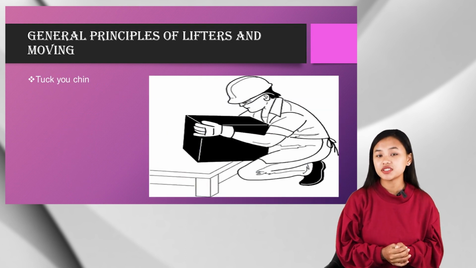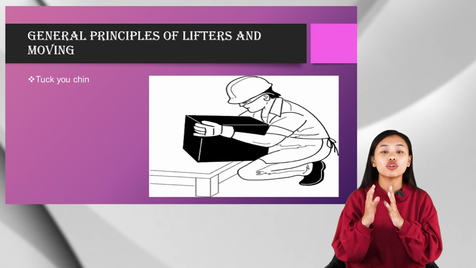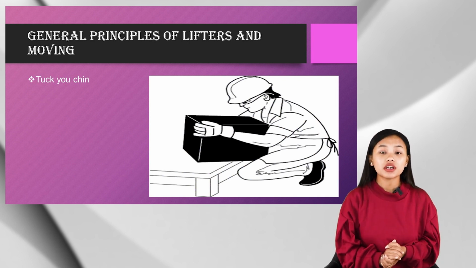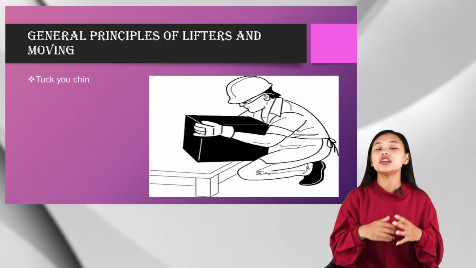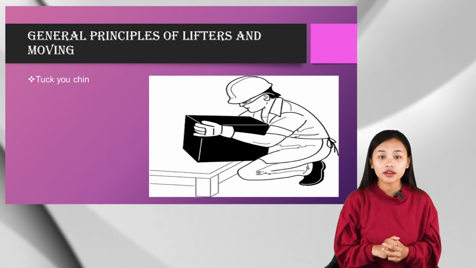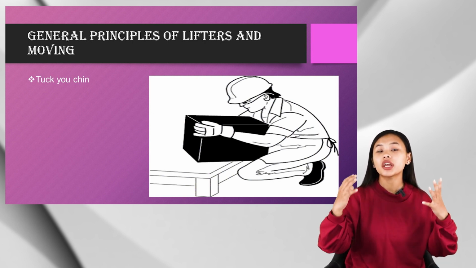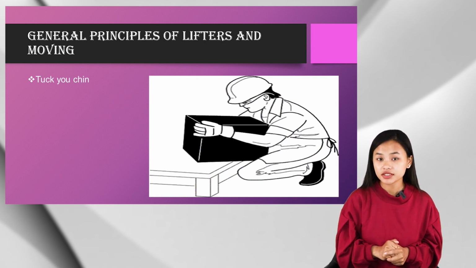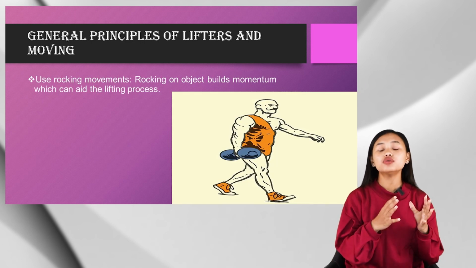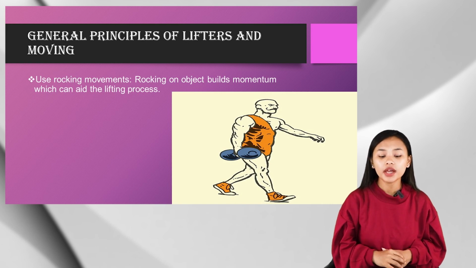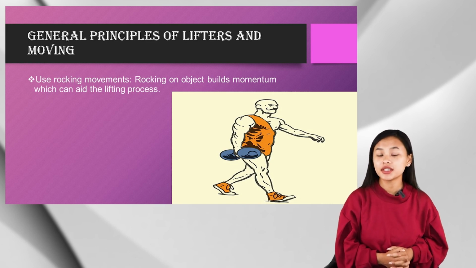The fifth principle states that you must tuck your chin. Whenever you are lifting any object, the act of tucking the chin may reduce the need for the spinal muscles to contract. Because of this, there will be less chance of muscle strain on the lower back muscles. And the sixth is using rocking movement. Rocking an object builds momentum which can also aid the lifting process.